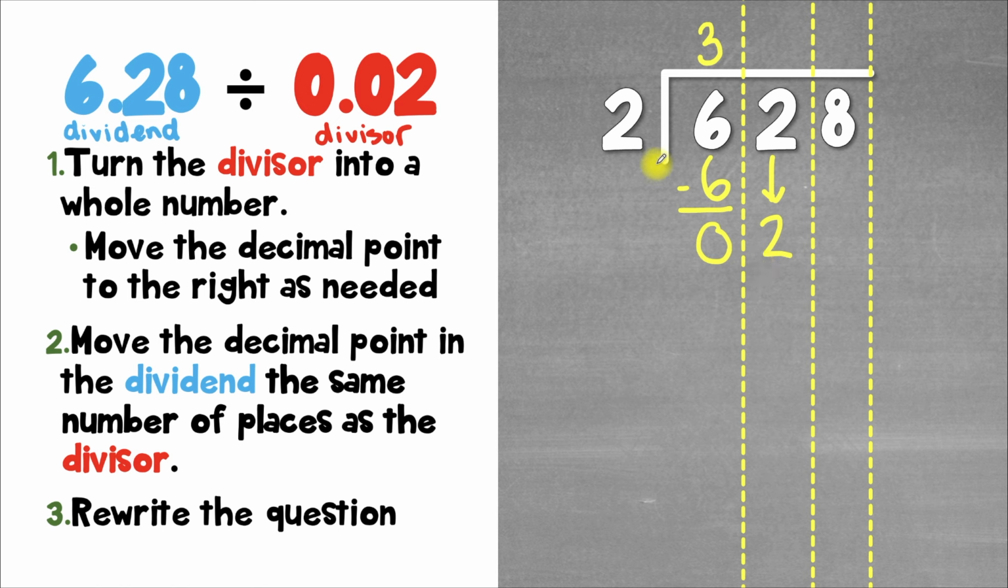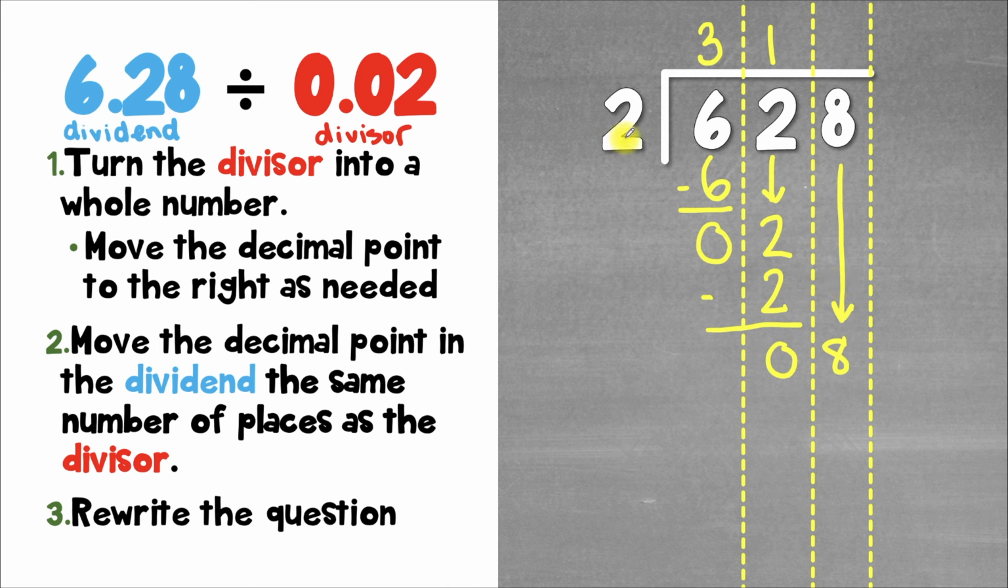How many times can 2 go into 2? Well, that would be 1 time because 1 times 2 is 2. I'll write that here and then subtract it. 2 minus 2 is again 0. Again, our remainder is 0, but we're not done. And the reason why is because we still have a number in the column to the right. So I'll bring down that 8 and then repeat the process.